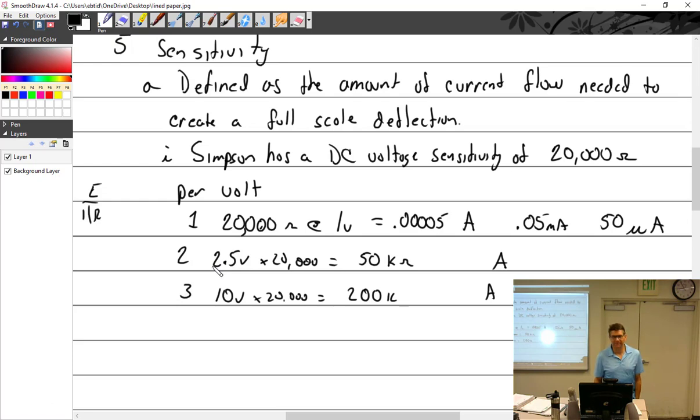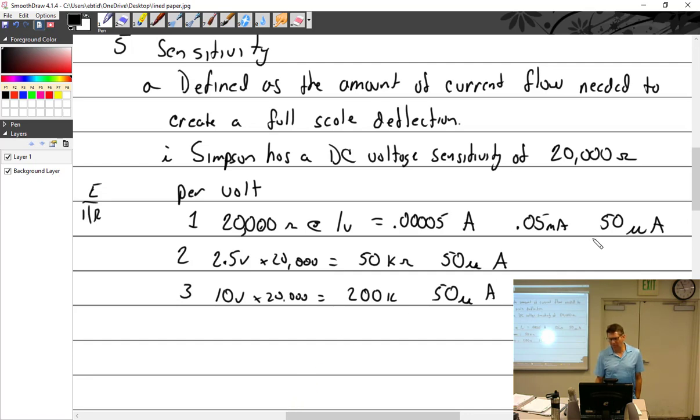I'll figure it out. Well, if you set it up as a ratio, it'd be the exact same. It's still 50 microamps. Well, how about here? 50 microamps. Okay. Is there a problem here? You're multiplying the top and the bottom by the same number, so it's essentially the same fraction.